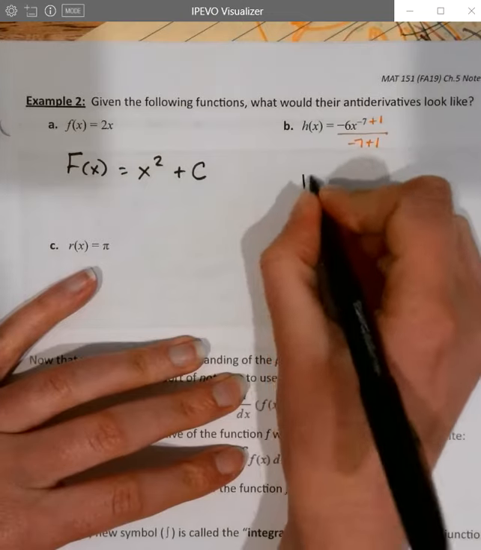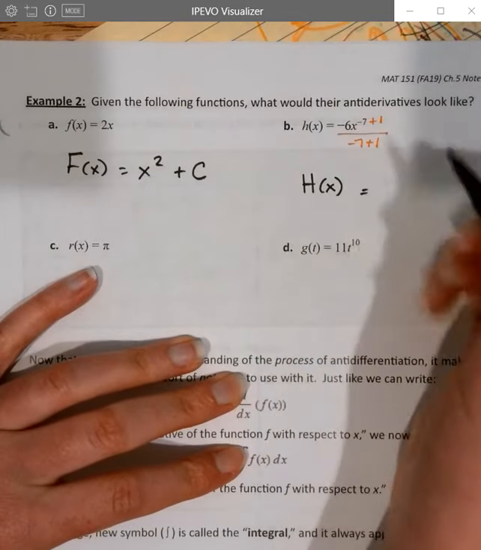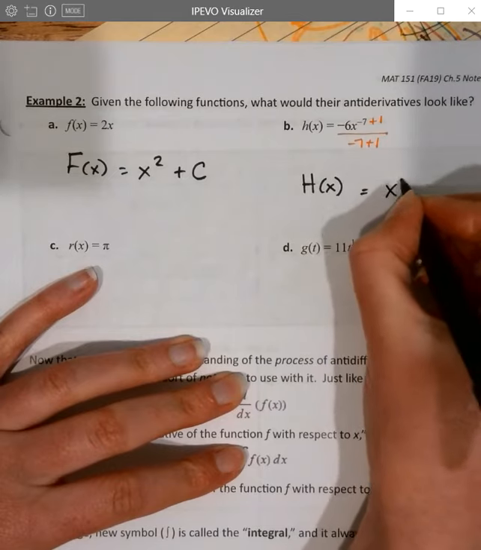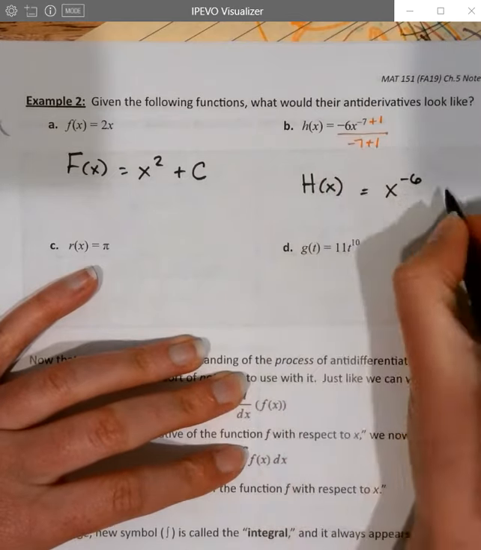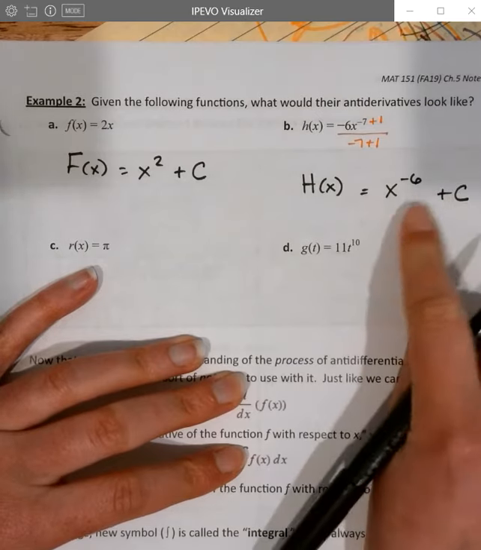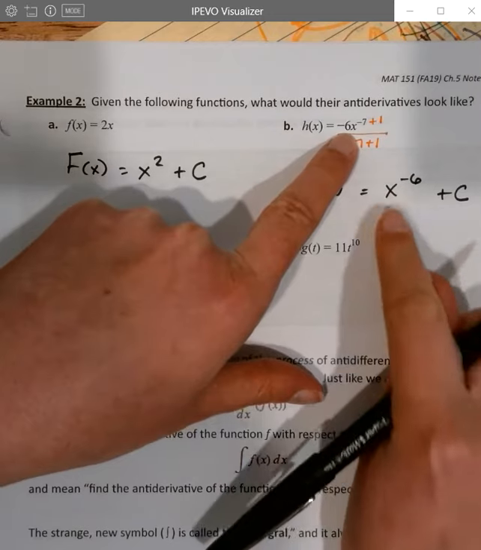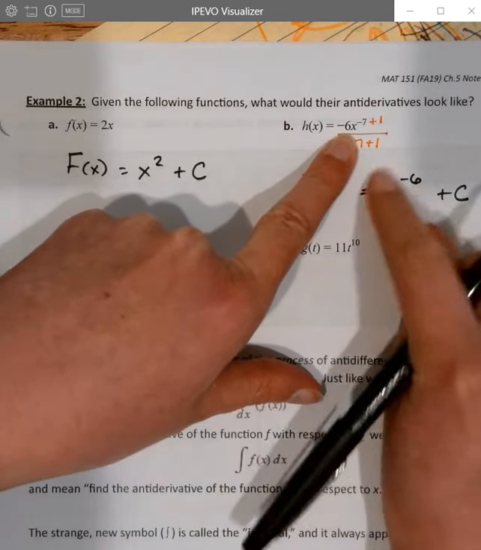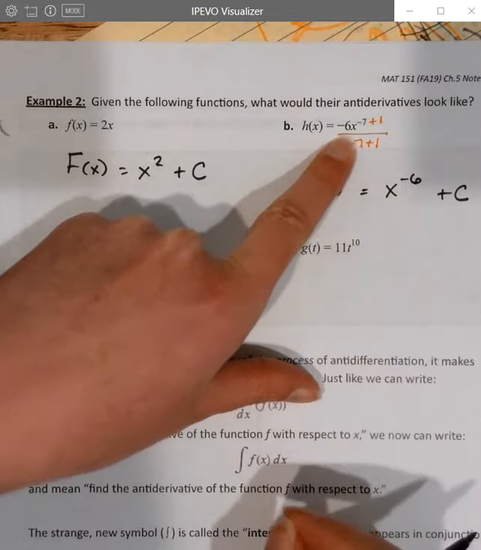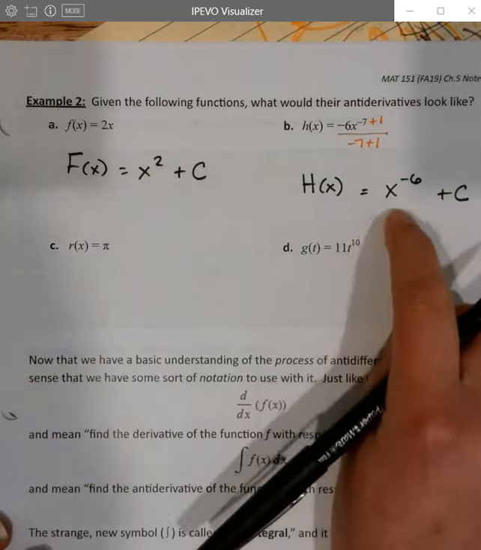So the capital H of x function here would be, if I take negative 7 plus 1, that's going to give me x to the negative 6th power. And if I divide by negative 6, the negative 6's cancel off. So back to the original was negative 6 x to the negative 7. That is the derivative of x to the negative 6 plus some constant. So negative 6 down, 1 off the power, gets me back to that. So if I take the derivative of capital H, I get lowercase h. So this is the antiderivative.